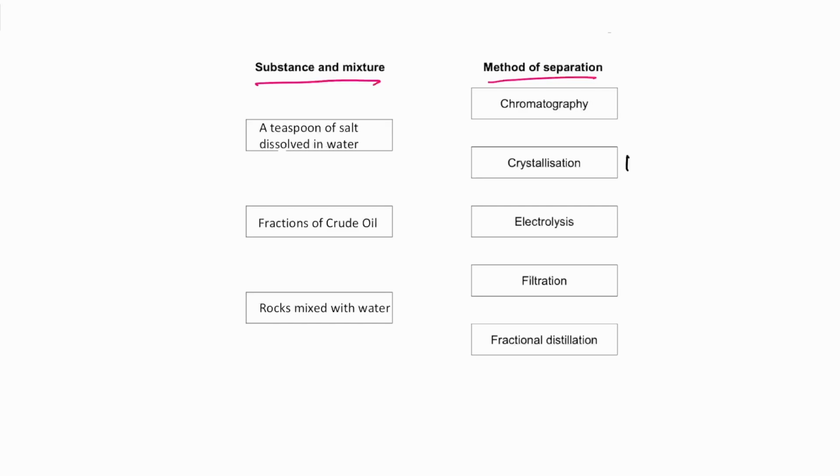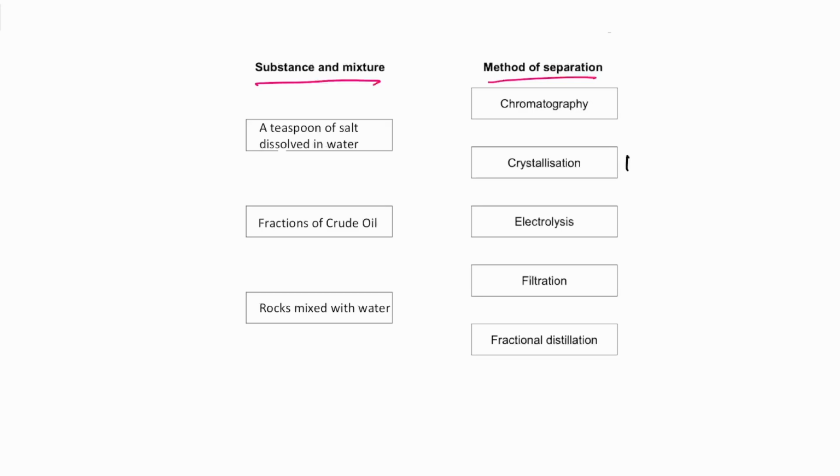Then you have filtration. Generally if you have solids mixed with liquids, you can use filtration because the filter paper will let through the liquid and will block out the solid. Unfortunately, it won't work in this case because the salt is dissolved in the water, so it's no longer a solid, it's actually aqueous. That's what the state would be.